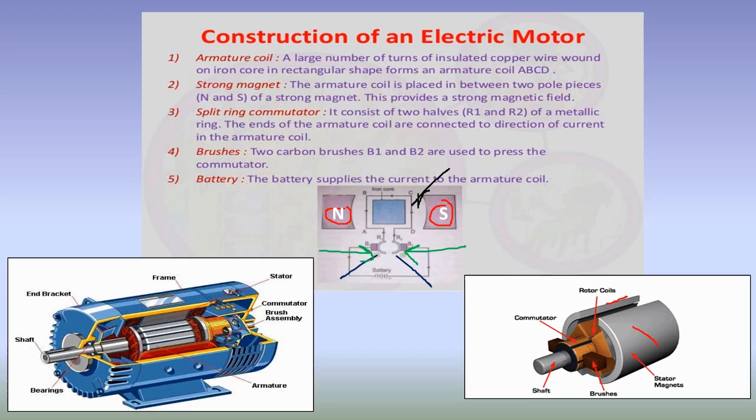Like on the right hand side also we can see two brushes which are brown in color. And here there is a commutator, and these brushes are just kept adjacent to the commutator. Also, these brushes are connected to the battery. So the battery supplies the current to the armature coil, and in this way the circuit is completed and the armature coil gets the current, and mechanical energy is produced as an output by an electric motor. So this is nothing but the construction of an electric motor.